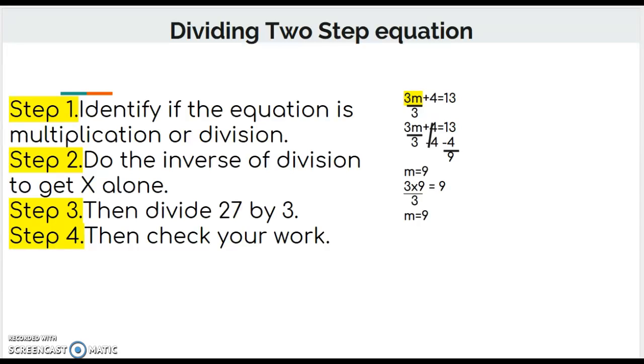Dividing two-step equations. Step 1. Identify if the equation is multiplication or division. Step 2. Do the inverse to get x alone. Step 3. Then you divide 27 by 3. Step 4. Then you check your work. And that's it.